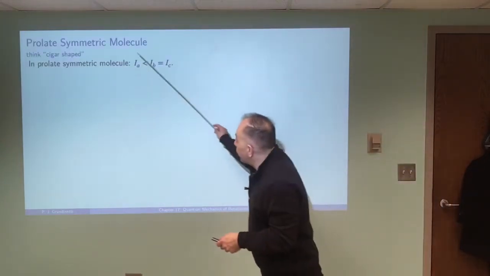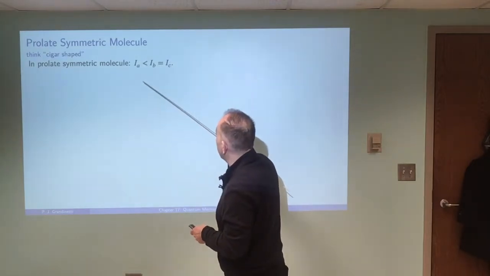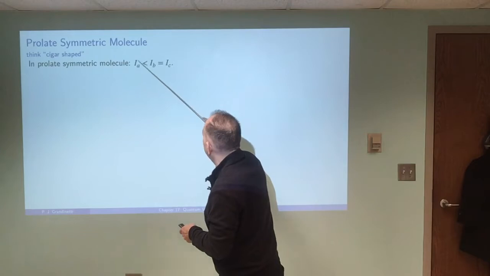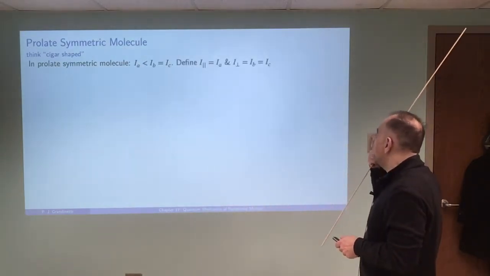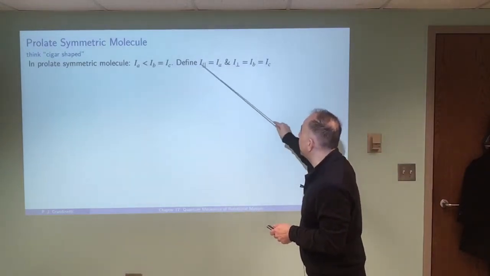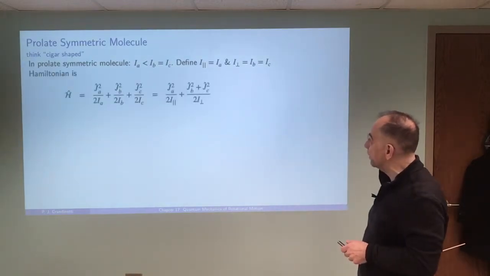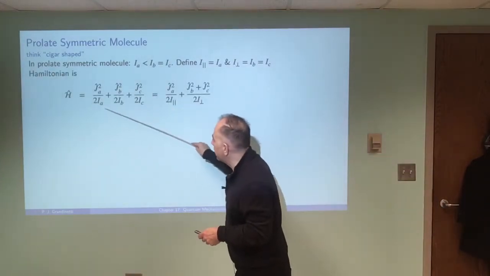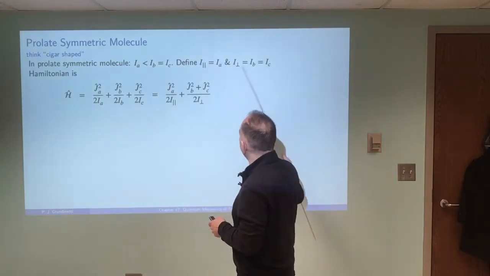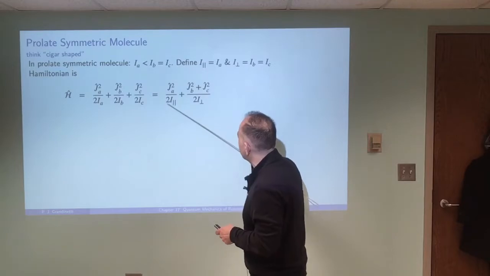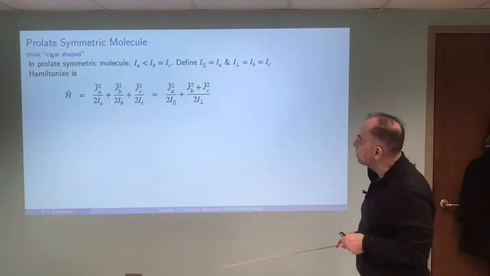Now, in the prolate symmetric case, we saw that there was the unique axis A, which had a principal component for the moment of inertia that was smaller than the other two, B and C. And so we're going to define that unique axis A as I parallel, and for B and C we call that I perpendicular. So when I write down the Hamiltonian that we did in the most generic way at the beginning, if we use this substitution up here, we get the Hamiltonian in this form here.